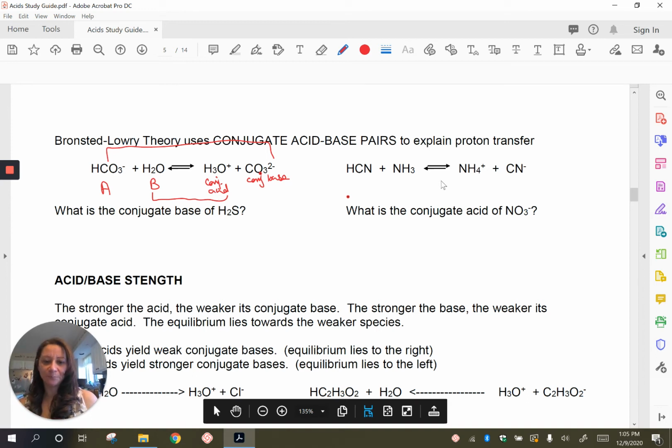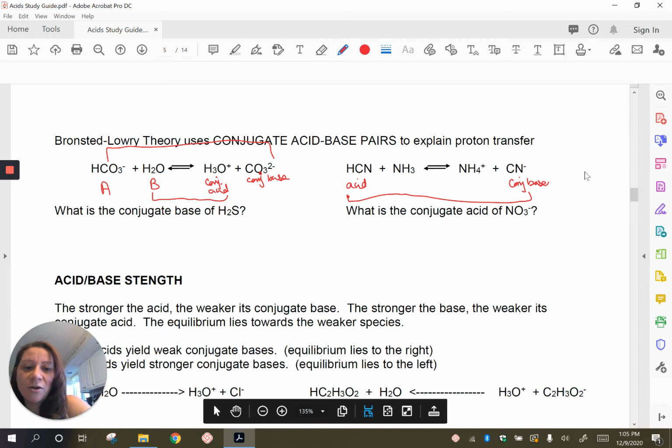Let's look at this one here. So HCN in this case is behaving as the acid. And so it gives away a proton, gives away an H plus to become CN minus. So this is the conjugate base. So an acid and its conjugate base look the same, except the acid has an extra H plus. The ammonia here is behaving like the base. And a base accepts a proton. So when it accepts a proton, it becomes NH4 plus. So we call this the conjugate acid. The base and its conjugate acid look the same, except the acid has an extra H plus.